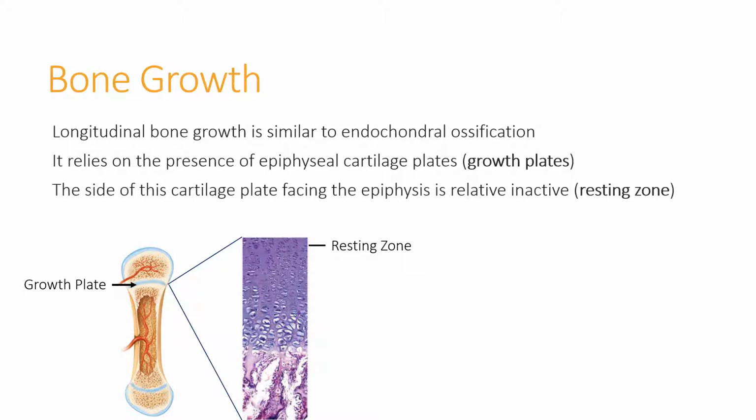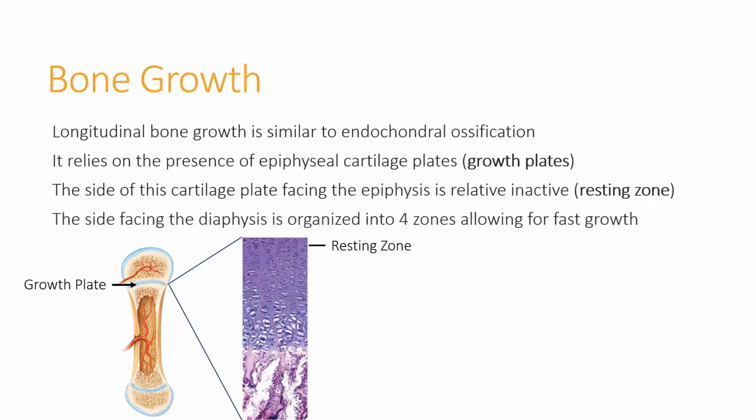The side of this growth plate that faces the epiphysis is relatively inactive and is called the resting zone. But deep to that, there are 4 different zones that are organized with cells doing particular activities that allow for fast growth. Directly beneath the resting zone is an area called the proliferation zone. Here, the chondroblasts, the cells that make new hyaline cartilage matrix, are rapidly dividing by mitosis, building a number of cells. And then, following that, is an area called the hypertrophic zone.